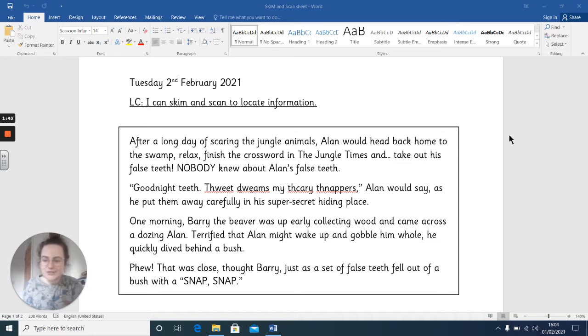So I got you to listen to the story so that you understand what's happening in the whole story, but all of the questions today are in this bit of the text here, so our evidence will be in this little bit of text here.